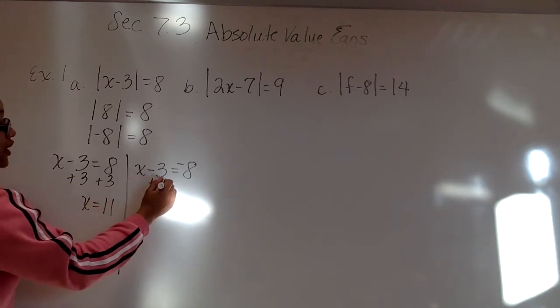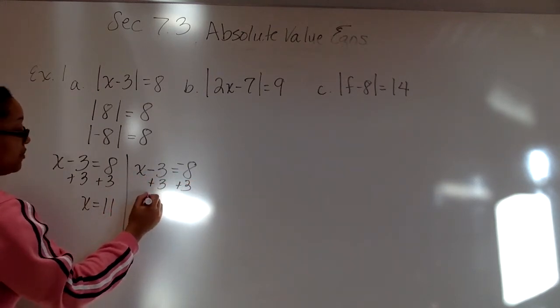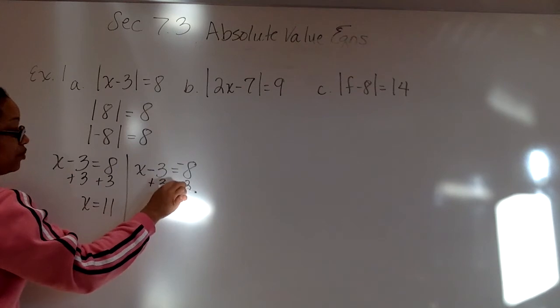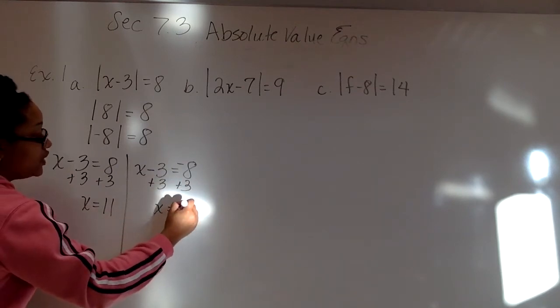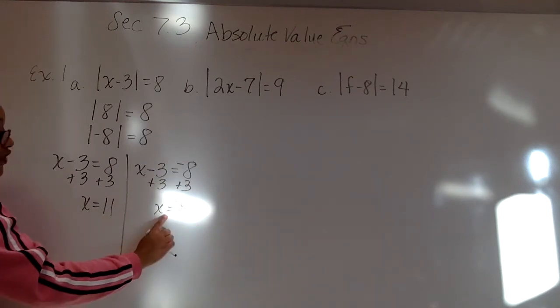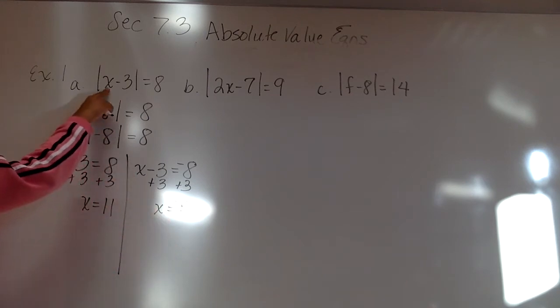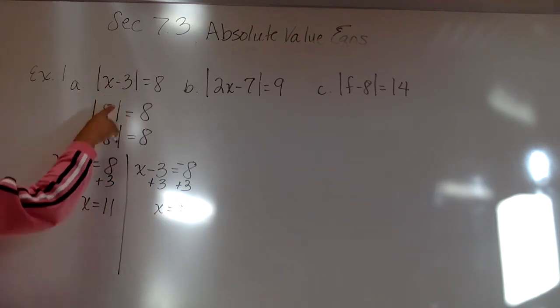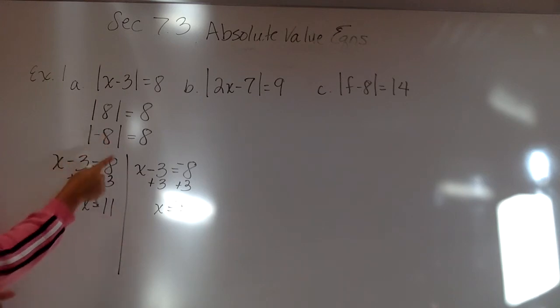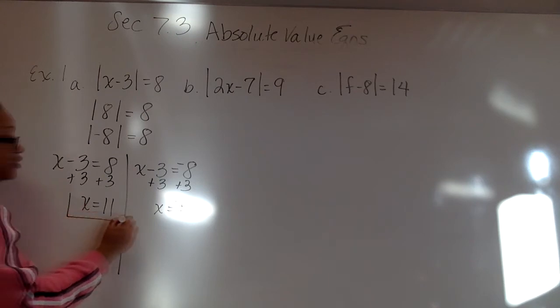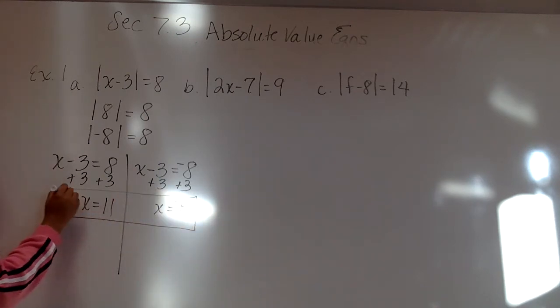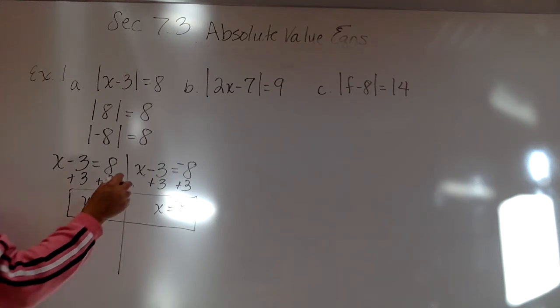I'm going to add 3 again, but this time it's negative 8 plus 3, so x is equal to negative 5. So what this solution is saying is, if I plug in a negative 5 right here, negative 5 minus 3 is negative 8. Well, the absolute value of negative 8 is still positive 8. So you're going to have two solutions, ladies and gentlemen, when we're talking about absolute value equations. All right? So let's do it again.